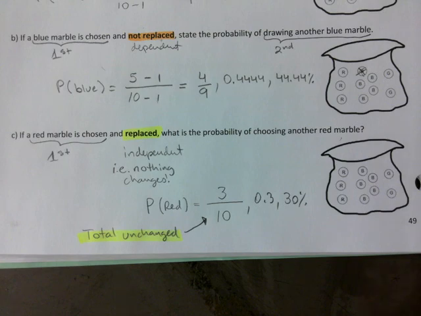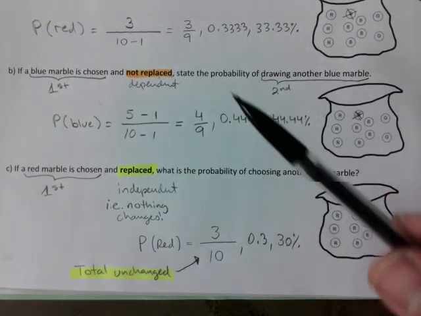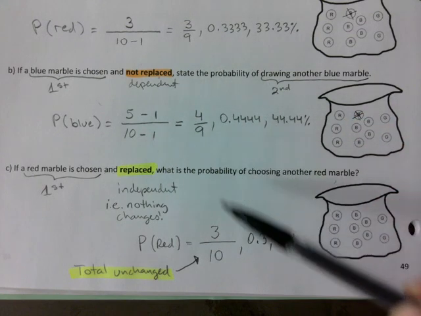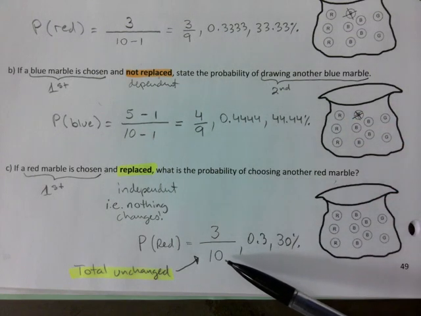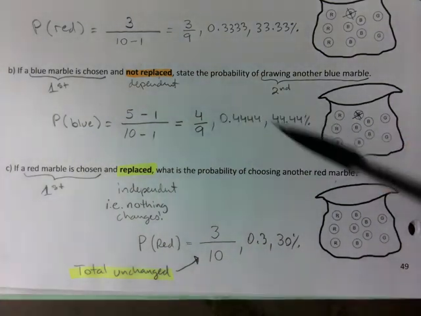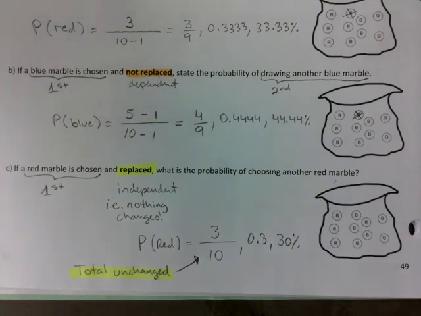But notice this. Let's look at a pattern. Every time we had dependent situations, our total came down to 9, right? Here, it was replaced, it stayed 10. So the total definitely has to change. The numerator, it'll be up to you, up to the scenario there. Okay.